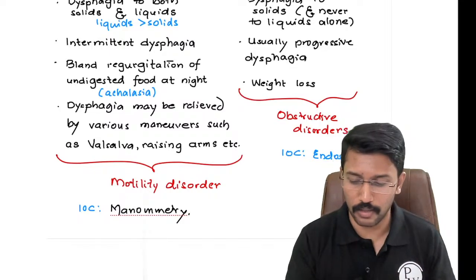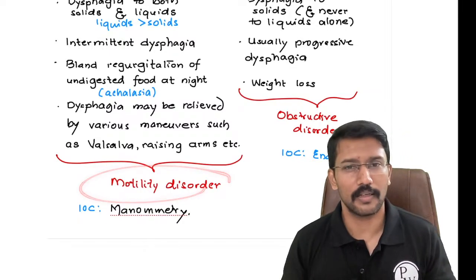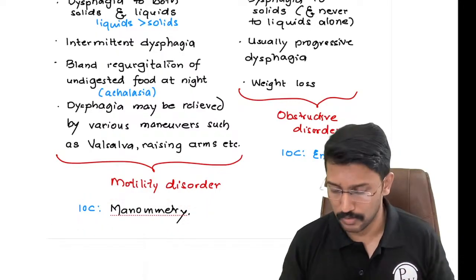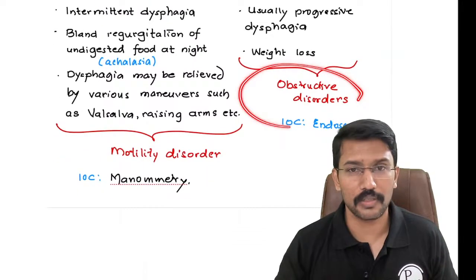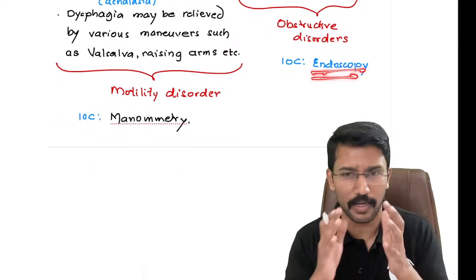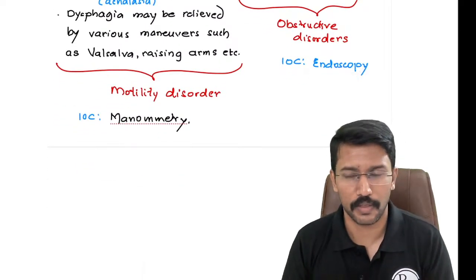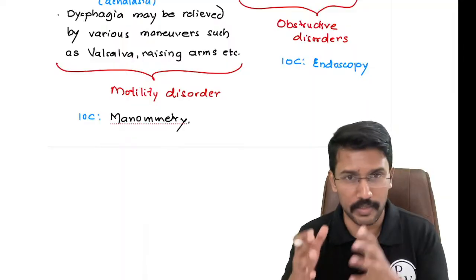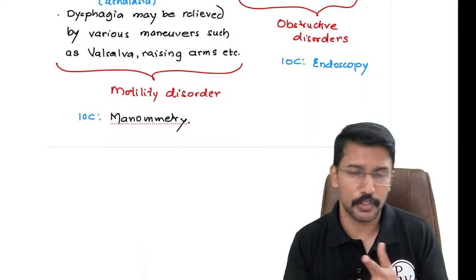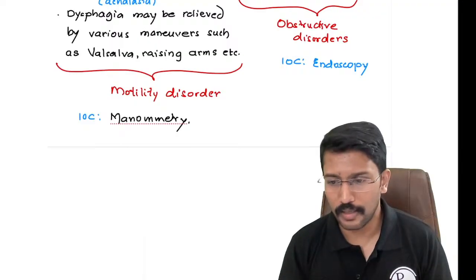But if I have come to the conclusion that it is a motility disorder, then instead of doing an endoscopy, I will go ahead with manometry. That will take me to the diagnosis. And if I have come to the conclusion that it is mostly suggestive of an obstructive disorder, then I will go ahead with an endoscopy where I can directly visualize, right? In the subsequent sessions, we will discuss these individual disorders like achalasia cardia and diffuse esophageal spasm and all that. For today, that's it.